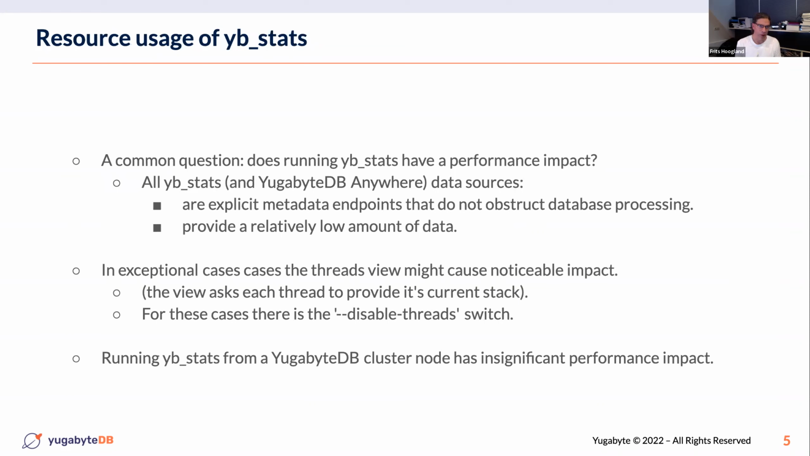One of the common questions that we got about YBStats is, does it have a performance impact? If I'm running it, does my database slow down because it reads a lot of facts from the database? Well, the answer is it indeed reads a lot of facts from the database. It reads everything it can get, but it reads it from the endpoints which are explicitly meant to provide you this data, which are different endpoints than the ones the database, which is the Cassandra and YSQL Postgres endpoints, are using. So it doesn't obstruct anything directly.